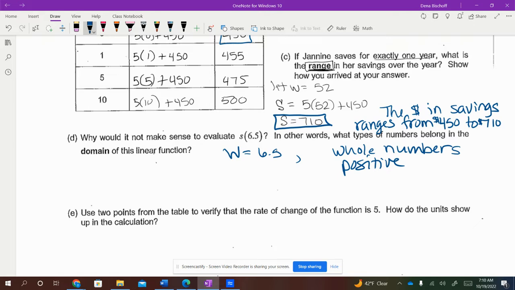So what types of numbers belong to the domain? Well, the domain, the x values or the inputs, are positive whole numbers.